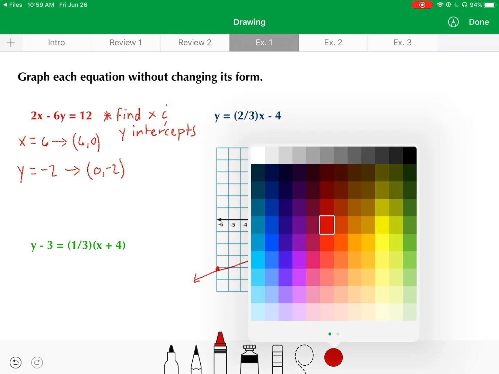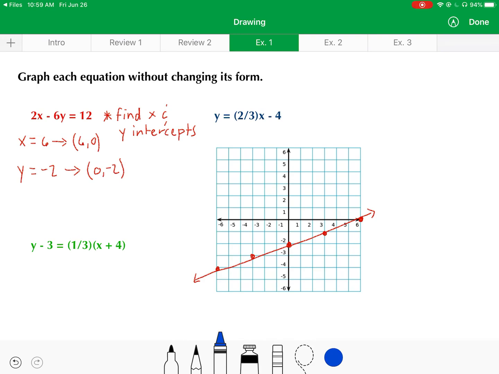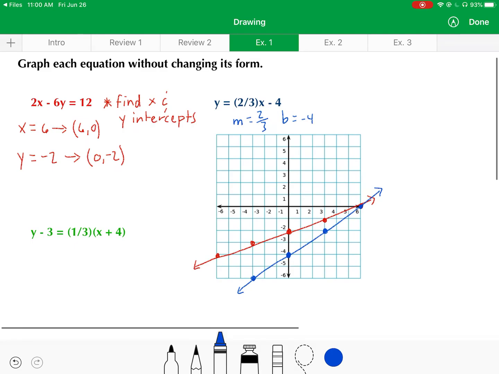Okay. Let's next do the equation in blue. That's in slope-intercept form. Just by looking at that, I can tell the slope of the line is 2/3, and I can tell the y-intercept is -4, right? So I plot the y-intercept, use the slope to find more points. I'm either going to rise up 2 and run 3 to the right, or I'm going to go down 2 and I'm going to go left 3. There is my line.